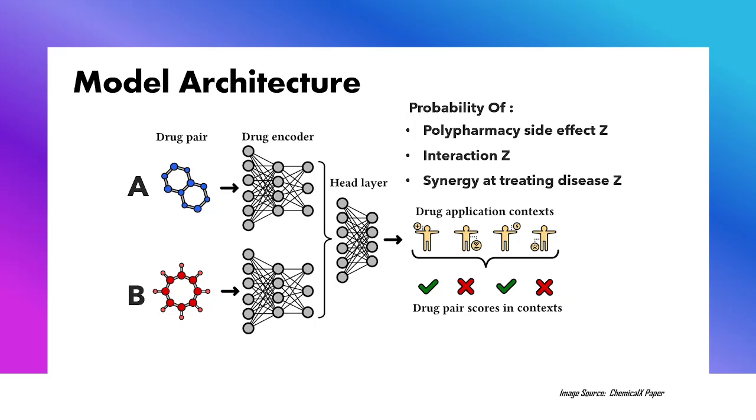And the probability is measuring one of these three items, including polypharmacy, interaction, and synergy. So for polypharmacy, it's trying to determine the probability of polypharmacy side effect Z, and for interaction, the probability of interaction Z, given the two drugs, and for synergy, the synergy at treating disease Z when the two drugs are administered together.